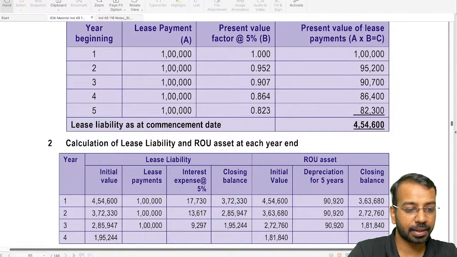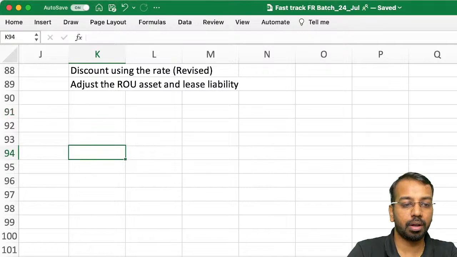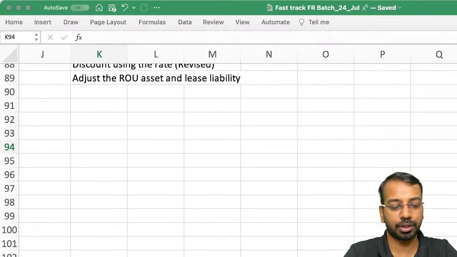So let me just share my Excel sheet. Okay. What I'll do is paste the question here itself, so that if I have to refer to the question, or if you have to refer to the question, it becomes easier.